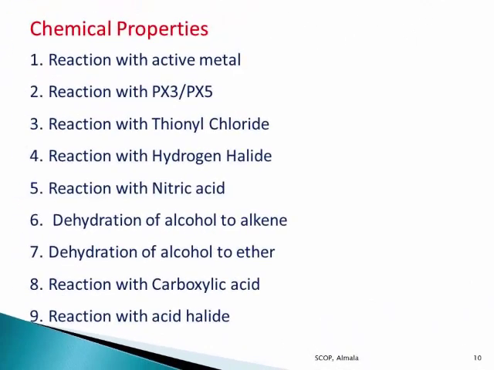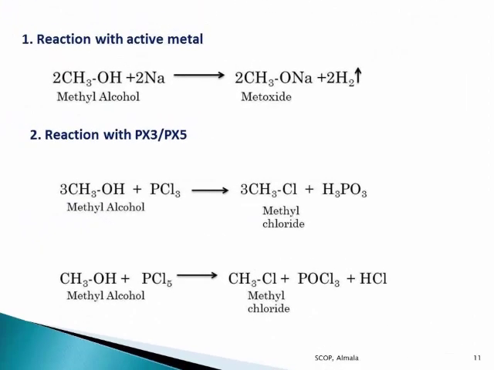Now shifting towards chemical properties of alcohol. Reaction with active metal. Alcohol when treated with sodium, potassium or magnesium gives its respective alkoxides. For example, methyl alcohol when treated with sodium metal gives sodium methoxide. Reaction with phosphorus halides. Alcohols when reacted with PX3 or PX5 give alkyl halide.